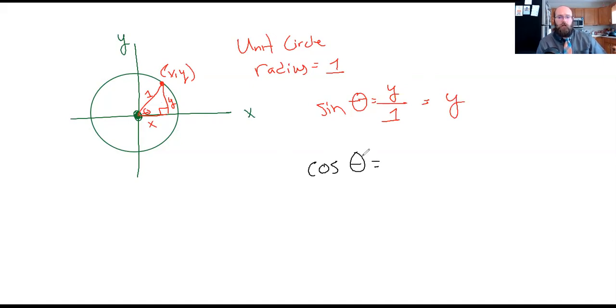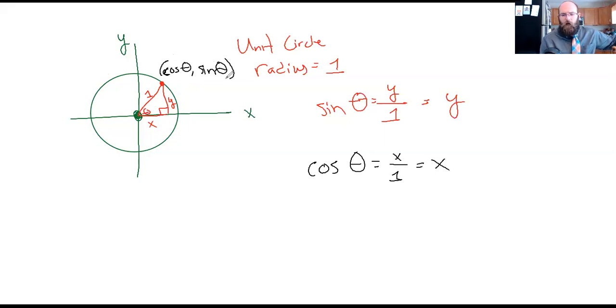Cosine is adjacent over hypotenuse, so we get an x over 1, which just gets us x. Okay. So I'm going to adjust this triangle a little bit, right? The numbers here. So my coordinate point is not just x, y, but it's actually cosine of my angle, comma sine of my angle. So I can use trig functions now to find out where a coordinate point is if I only know the angle. That's really helpful. I mean, you might not see it yet, but in real life, that's actually pretty helpful.